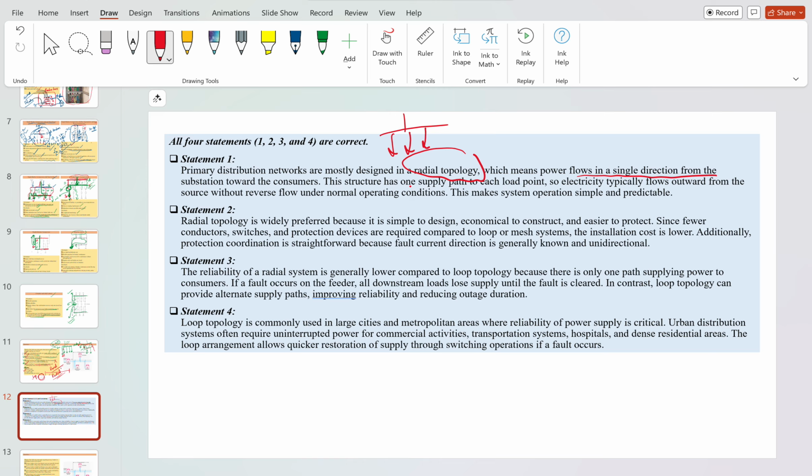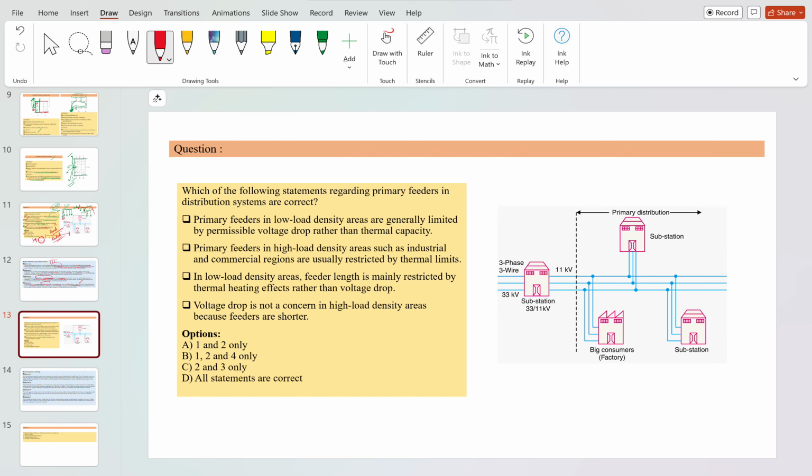And this structure has one supply path to each load point, and electricity typically flows outward from the source without reverse power flow. And when you see statement 2, radial topology is widely preferred because it is simple to design, economical to construct, and easier to protect, with fewer conductors and switches, because there is one single line. Reliability is lower as compared to loop topology. And the loop topology is commonly used in large or metropolitan cities where reliability of power supply is critical. Okay, let's move forward and try to solve this problem.